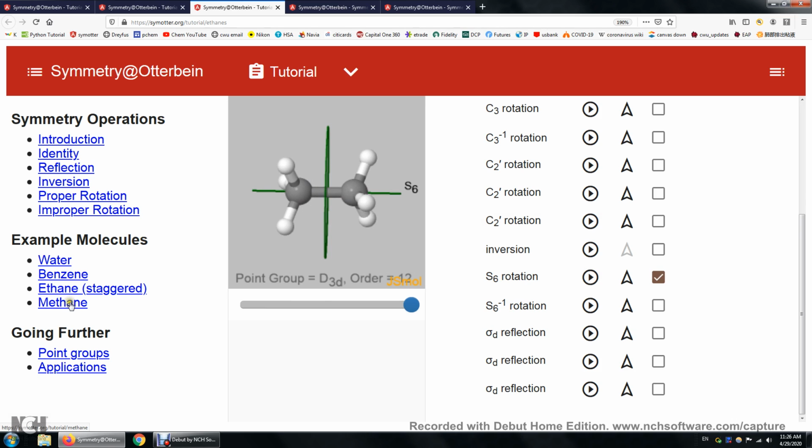Finally, let's look at methane. Methane has a Td point group.